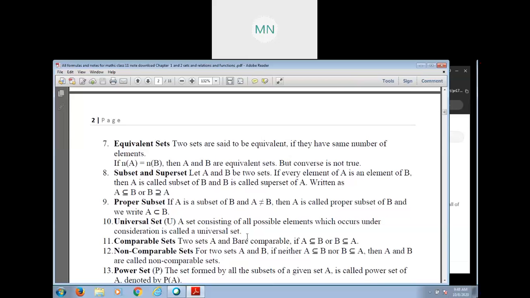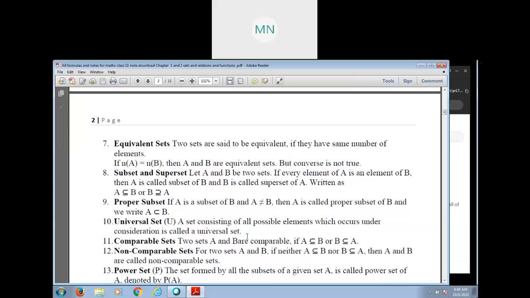But is it true that A and B are equal? No, ma'am. No, because the elements in B are PQR. The elements are different, the elements are not same. For equal sets, elements should be same. But for equivalent sets, the numbers of elements are same.